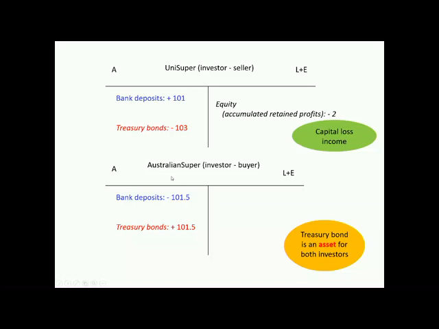Good. The other guy, Australian Super, they bought the bond for 101.5. This is how much they paid. And they paid 101.5. This is how we put it down. Neither profit nor loss at this time.